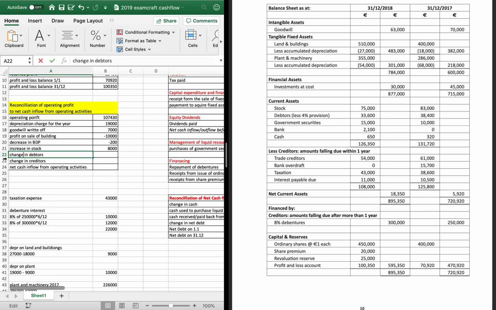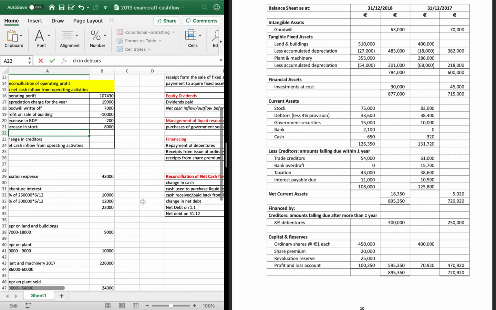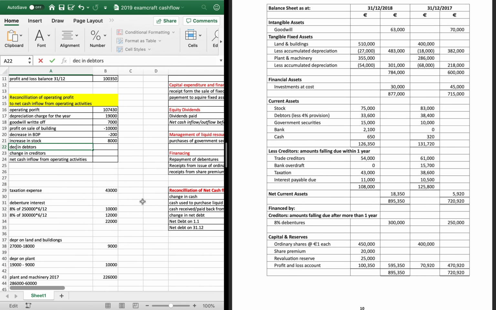Debtors, you follow the same rules as the stock rules. So this time, if you remember, debtors has gone down by 5,000. So if debtors goes down, cash goes up. So that 5,000 gets added on. It's the same rule as the decrease in stock.